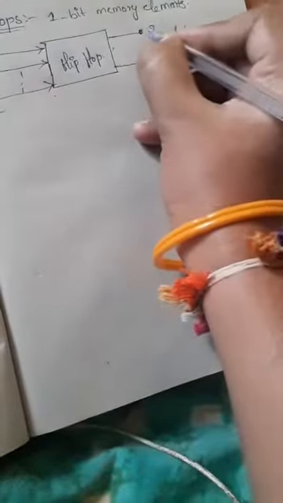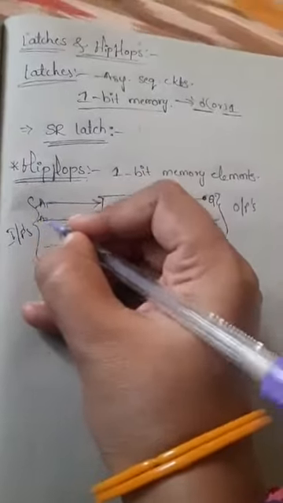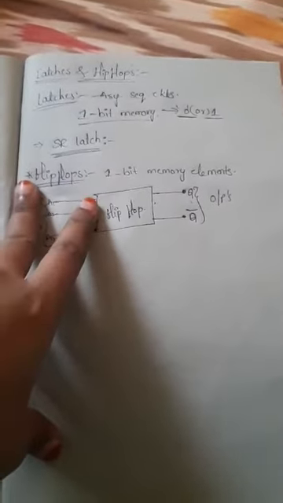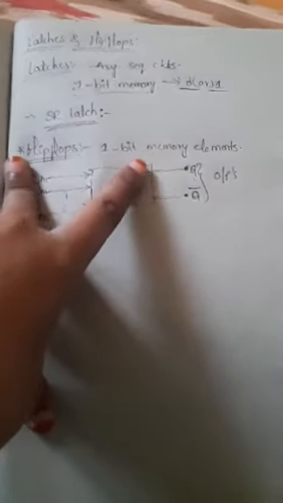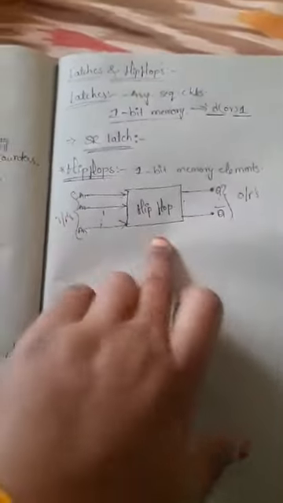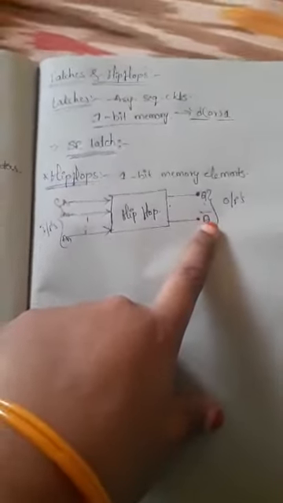Here the normal output we can represent as Q, and the complement output as Q complement. See here, A1, A2, and so on up to An. So what is meant by a flip-flop? A flip-flop is a basic digital memory element or basic digital memory circuit, and it can store one bit of information that may be either 0 or 1. This is the block diagram of the flip-flop. It consists of n number of inputs and only two outputs.